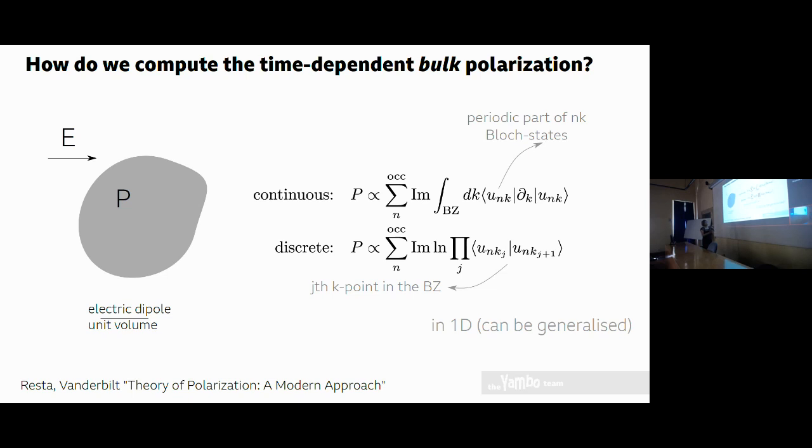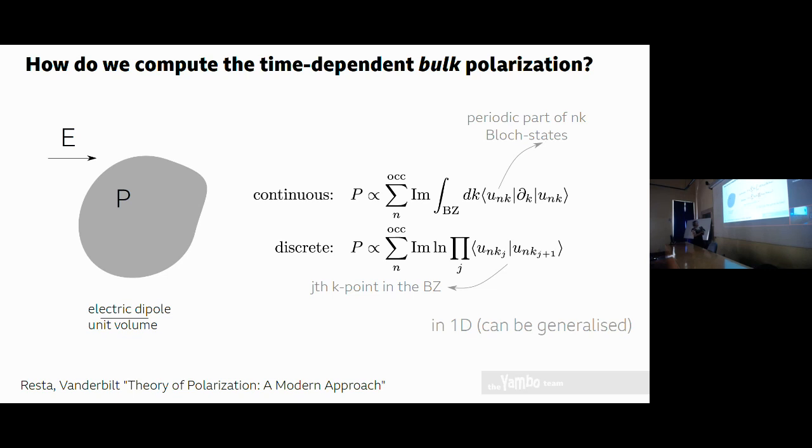Of course, you have to use discrete. So you have a discrete K-mesh. When you discretize, this looks quite ugly. It looks like this, where this is the point kj, and this is the next point. This is in 1D; it can be generalized to 3D, but the expressions are even uglier. And I think it is clear what the important ingredients are from the 1D case.